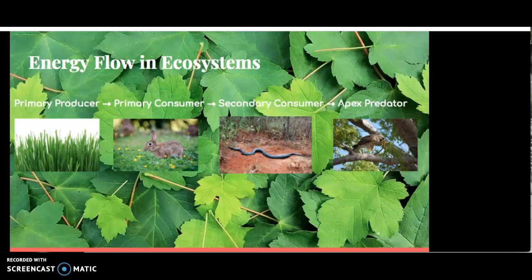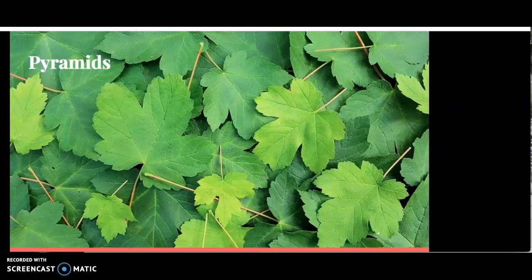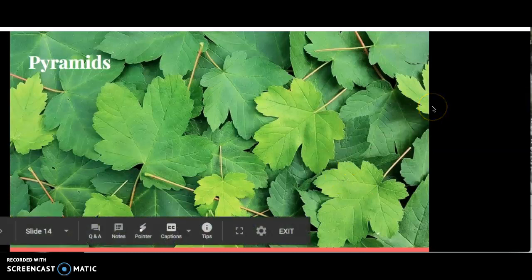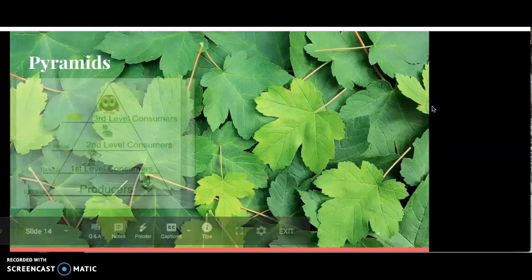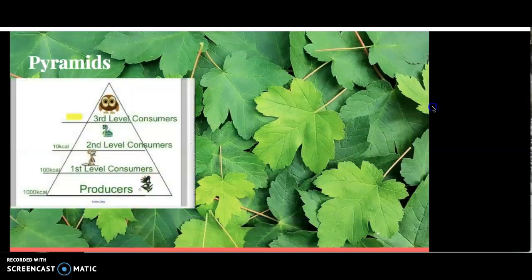Okay, now let's look at how we can draw and analyze these in different pyramids. So there's different ways that environmental science people would want to look at the way that energy is moving. And so you have what's called an energy pyramid, and the energy is used up as it moves through organisms, right?